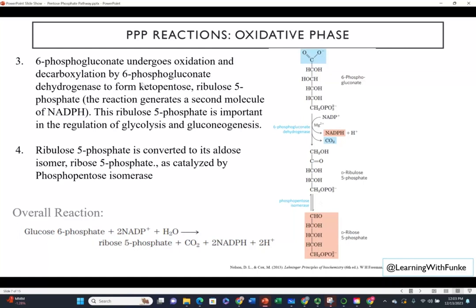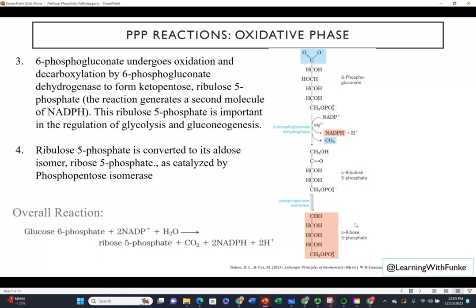All right. And now when we move into the third step, now we are going from 6-phosphogluconate and converting that, using 6-phosphogluconate dehydrogenase as the enzyme, we end up making the first 5-carbon phosphate that we talked about, D-ribulose 5-phosphate. And here we see we're generating a second molecule of NADPH. It's important to know that. And this ribulose 5-phosphate is important in glycolysis regulation and gluconeogenesis as well. And lastly, in the fourth step of the oxidative phase, we go from ribulose 5-phosphate, right?